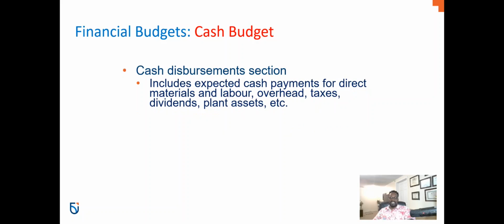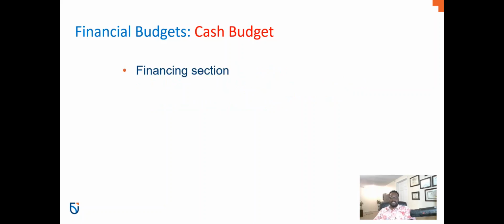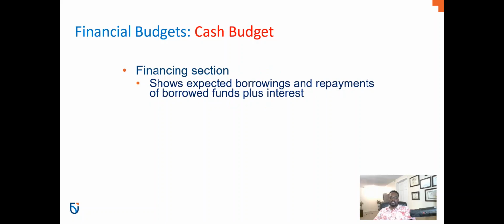Our cash budget will also include, in the disbursement section, the expected cash payments. This can be cash payments to direct material, direct labor, income taxes, manufacturing overhead, and so on and so forth. And then the financing section. This section will show any expected borrowings that the company might need to make in order if they are running low on cash, or any cash repayments, including the interest as well.